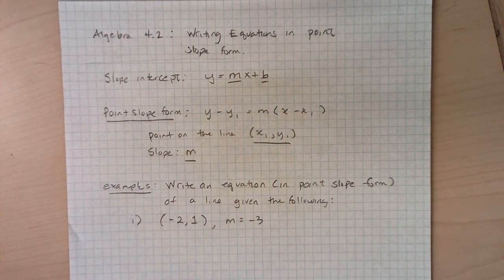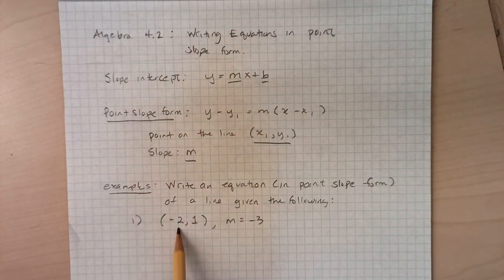If I wanted to, I could actually graph that line. I would start with the point, negative 2, 1, go 2 to the left of 0, 0, and then 1 up, graph that point, and then use the slope, negative 3 over 1, to go down 3 and right 1 to make another point, and then draw my line through those 2 points. But here, what I'm asked to do is write an equation in point-slope form.